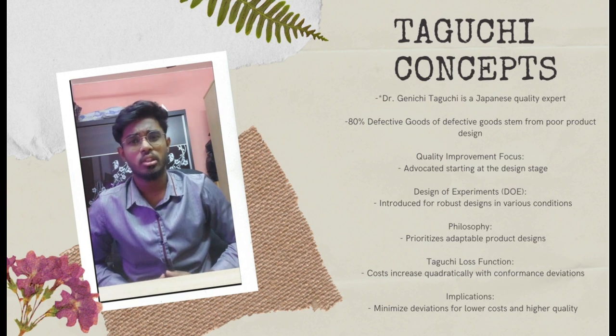Taguchi challenged the traditional view of quality cost, suggesting the Taguchi loss function, where costs increase quadratically as the conformance value diverges from the target. This function reshapes perceptions of quality costs, highlighting the importance of minimizing deviations from targets for lower cost and higher quality.